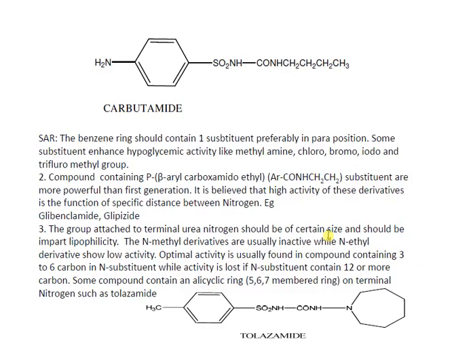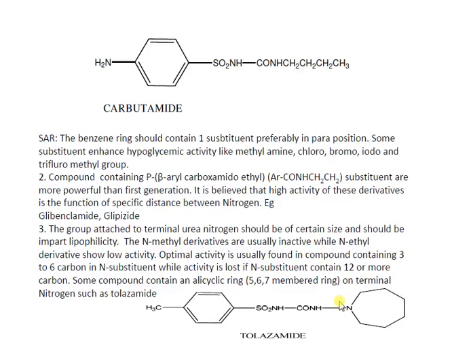It is believed that the high activity of these derivatives is a function of the specific distance between nitrogens, for example glibenclamide and glipizide. The group attached to the terminal urea nitrogen should be of a certain size and should impart lipophilicity. The N-methyl derivatives are usually inactive, while N-ethyl derivatives show low activity. Optimal activity is usually found in compounds containing 3 to 6 carbons in the nitrogen substituent, while activity is lost if the N substituent contains 12 or more carbon atoms.